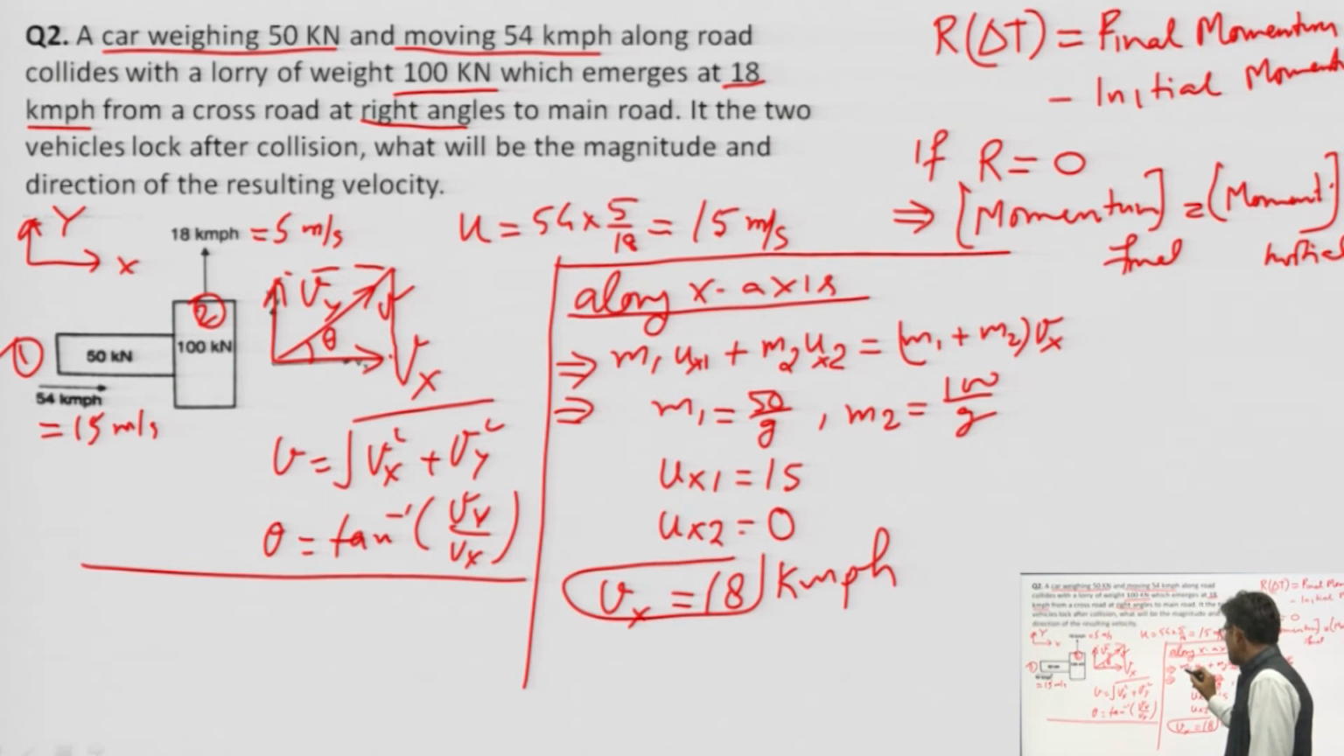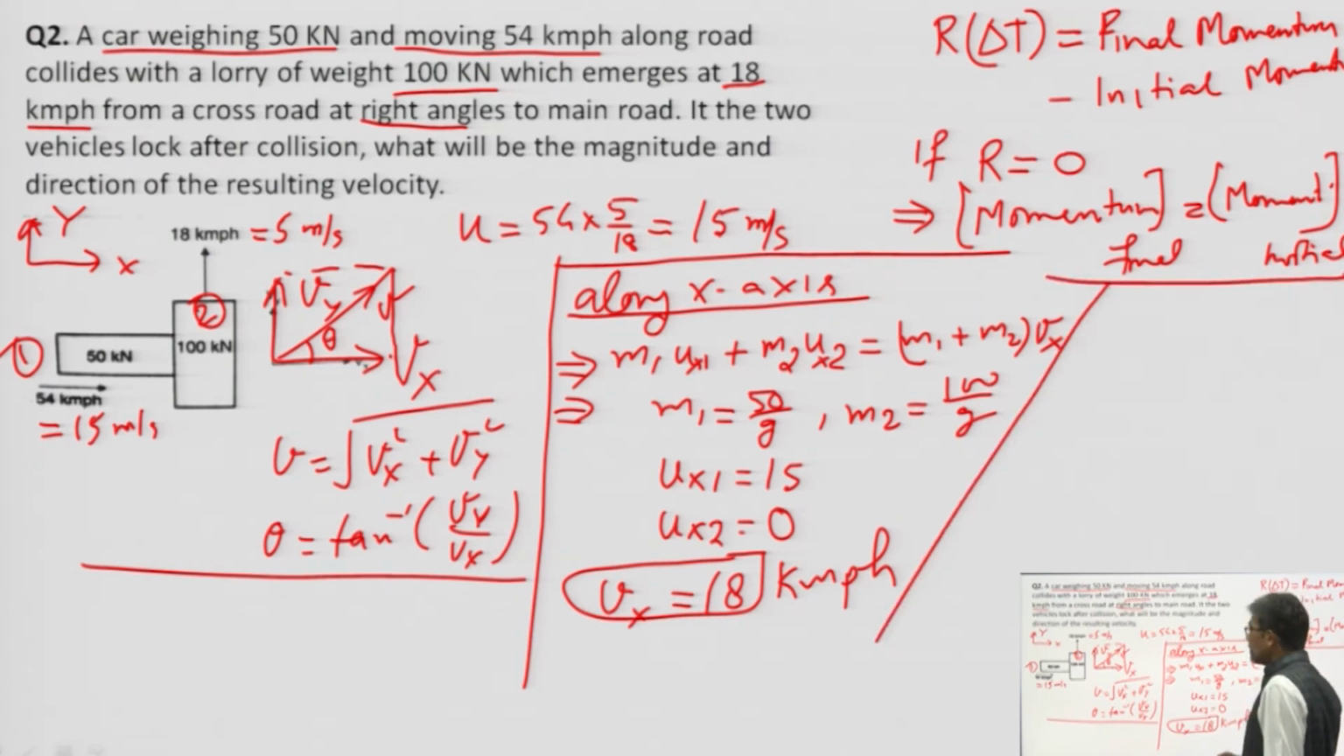Put the value of m as 50, then no problem. So, in kilometer per hour it will be 18. We will do the same procedure in calculating Vy, the velocity component in the vertical direction.